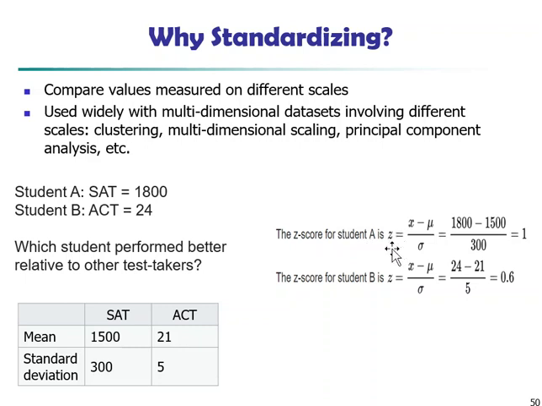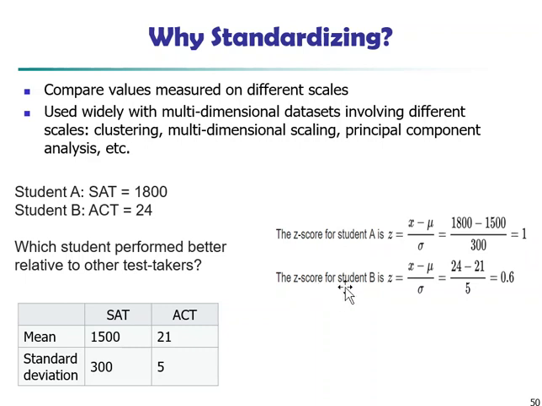Z-score normalization basically gives you a score that tells you how many standard deviations this observation, 1800, is away from its mean. So here we have the standard deviation, 300. The mean score of all students taking the test is 1800. Then we can standardize student A's score to this number. Actually, it's 1.